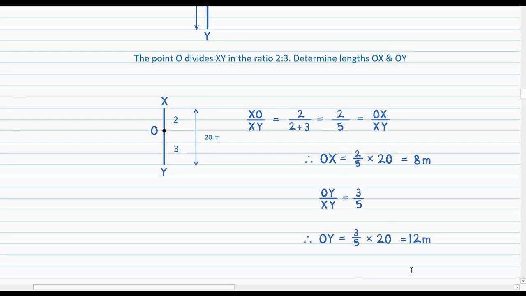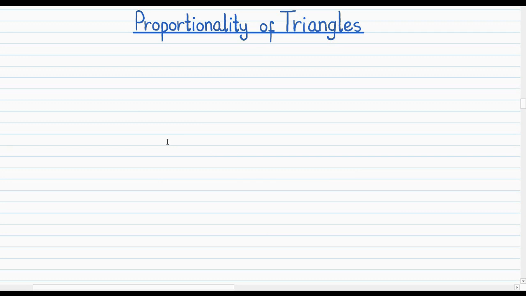And with that, you should hopefully have a pretty comfortable understanding of ratios and proportionality. And based on that assumption, I'll move on to something a little more complex, and that is proportionality of triangles. Under proportionality of triangles, we'll look at how the areas of different triangles can be related to each other relative to their respective heights and bases.